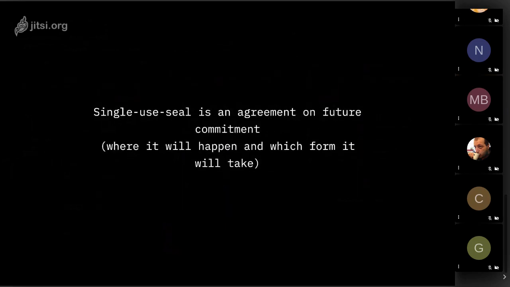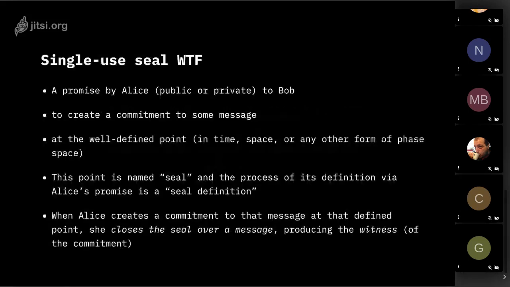So the single-use seal, as a definition, is an agreement on some future commitment. So you are literally committing to do a particular type of commitment in the future. So it's a second derivative of the timestamping or of the commitment idea. So you agree on where the commitment will happen in the future and which form this commitment will take. In other words, a single-use seal is the promise by some party, let's name it Alice, to another party, Bob, to create a commitment to some message at a very well-defined point, defined in time space or any other form of phase space. And the Bitcoin blockchain is one of these phase spaces that can be used as a single-use seal medium. And this point is named seal, and the process of its definition is named seal definition.